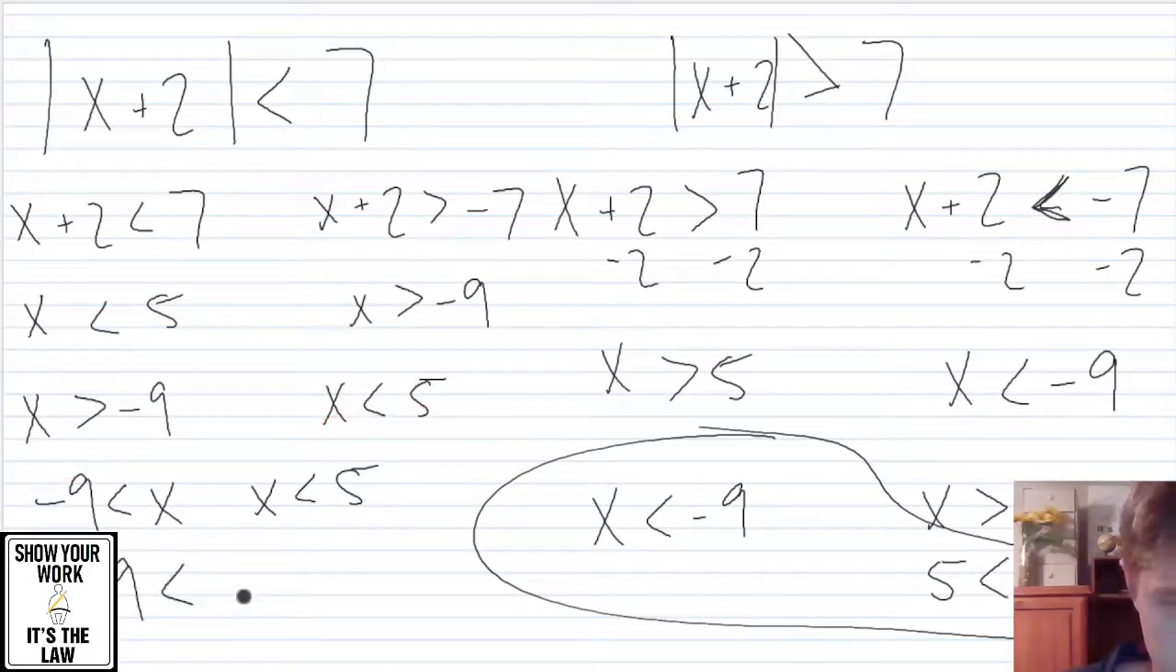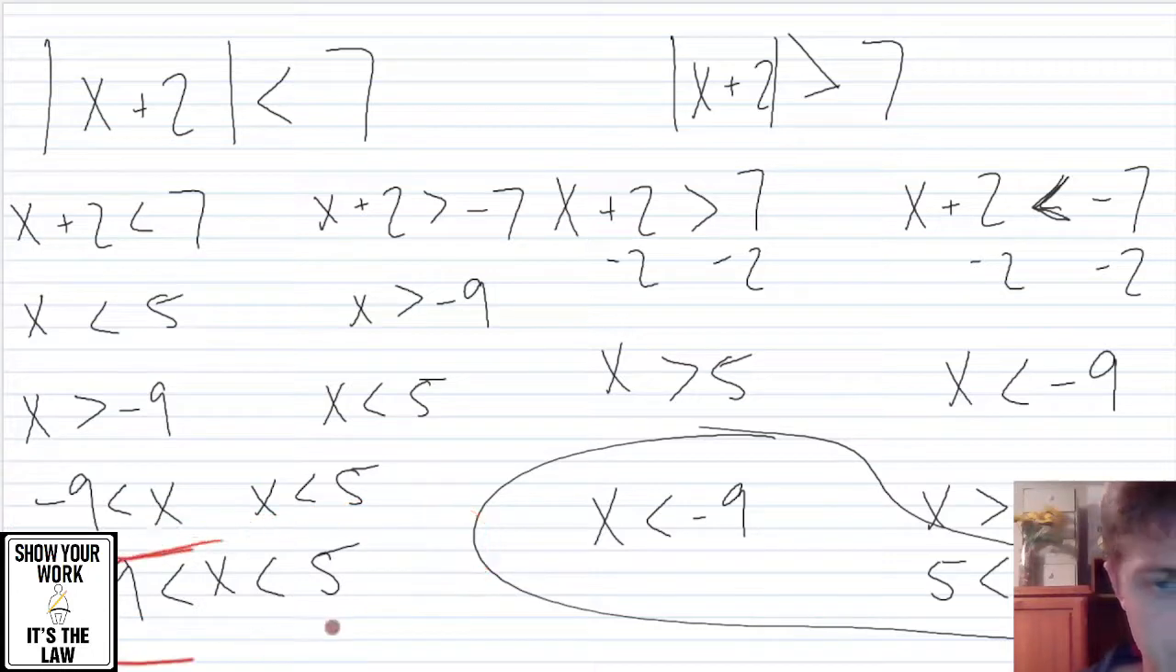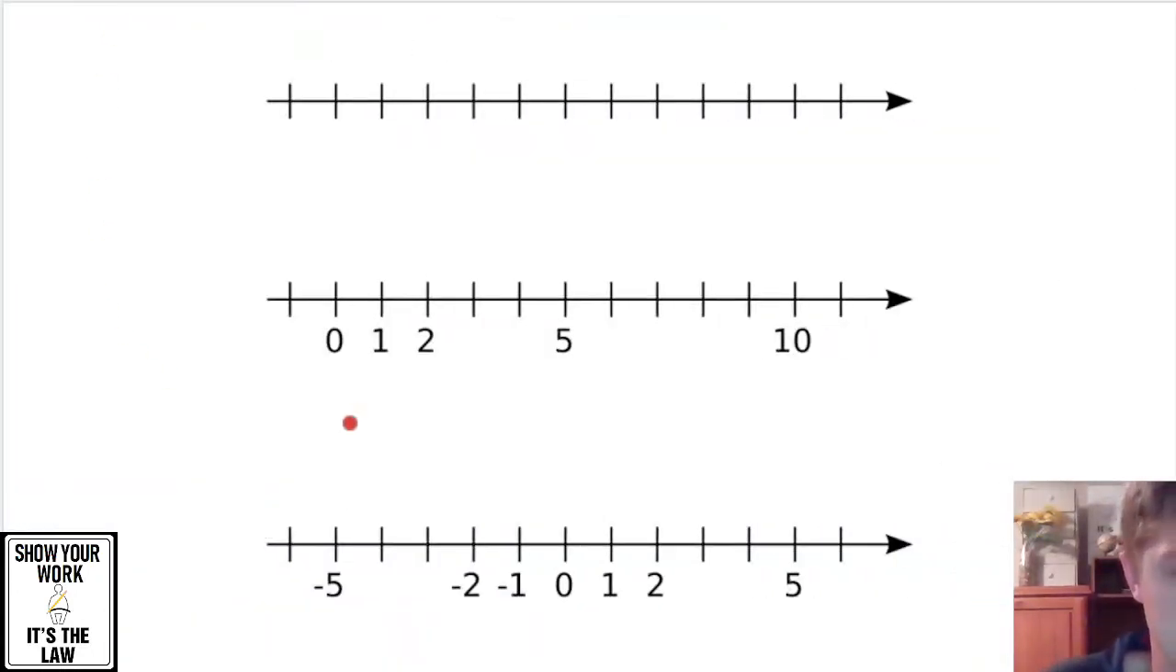X is greater than negative 9 and less than 5, so negative 9 is less than x is less than 5. It doesn't make a difference whether you write it like this or like this. It's just more concise if we write it like that. And let's take a look at what graphing that looks like.